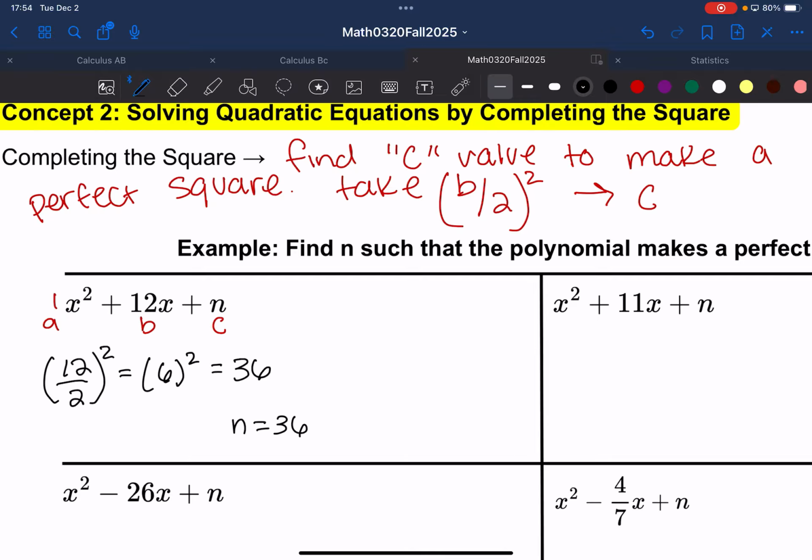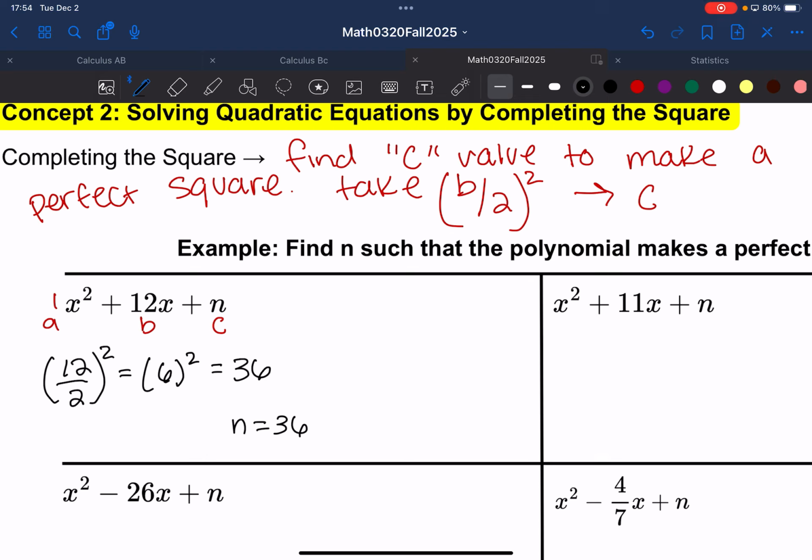And that's all we're looking for. This is the first step of a process. So this would be the first step. In this case, that's all we're looking for is that missing value n. And then you finish, you try to factor it. And then you would factor it.